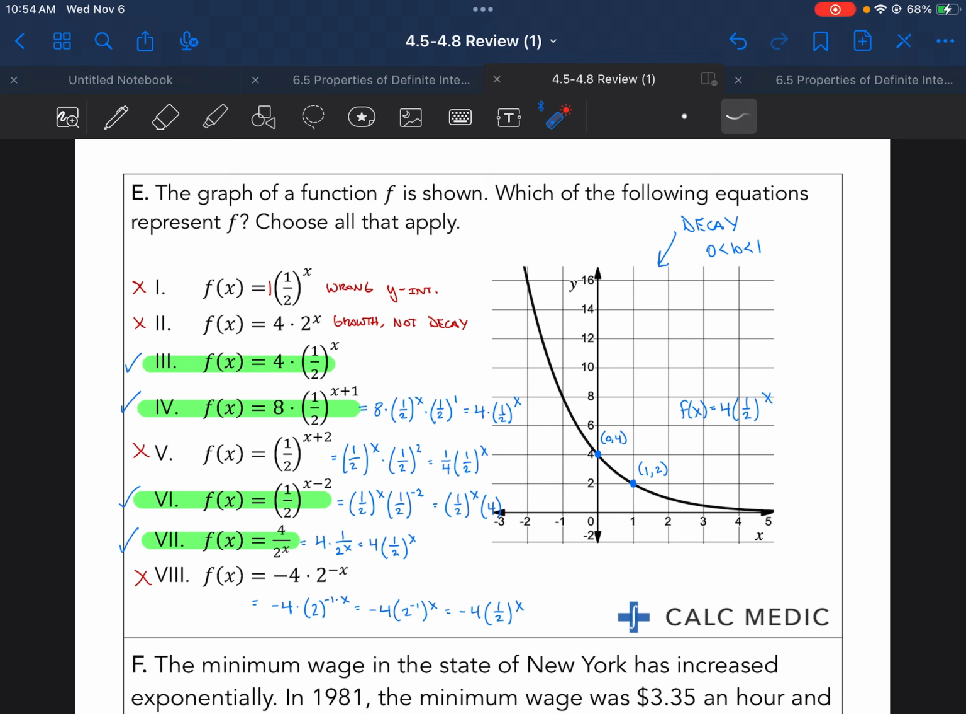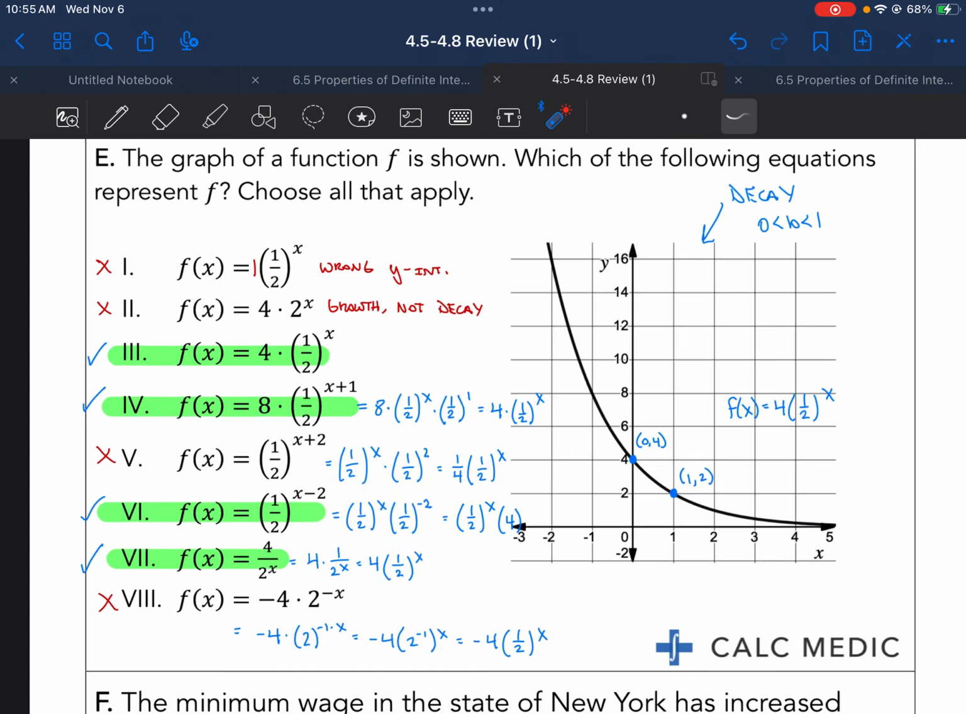Now we're going to go option by option. Option 1 has the correct base of a half, and it has to the x power, but option 1 is saying that your y-intercept is at 1, which it's not. Y-intercept's at 4, so that one's wrong. Option 2 is exponential growth. Yeah, that's not going to work. So 2 is wrong. 3, we've already talked about why 3 is correct.